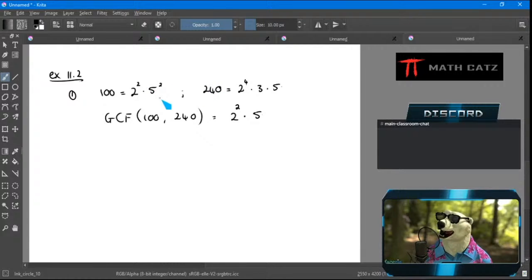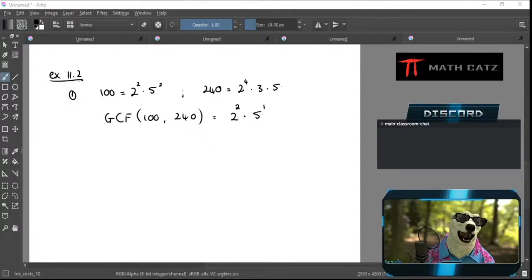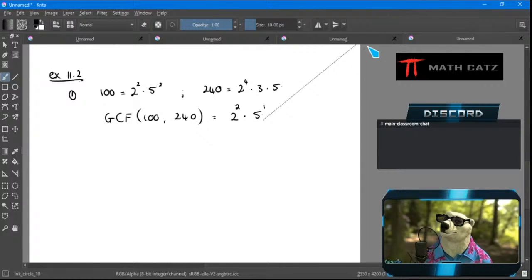100 says, I'm happy with two 5's. 240 says, no, I only have space for one. So for that reason, I have to stop at one, because I have to accommodate both numbers, trying to make it as big as possible, but I'm sort of stuck a little bit.